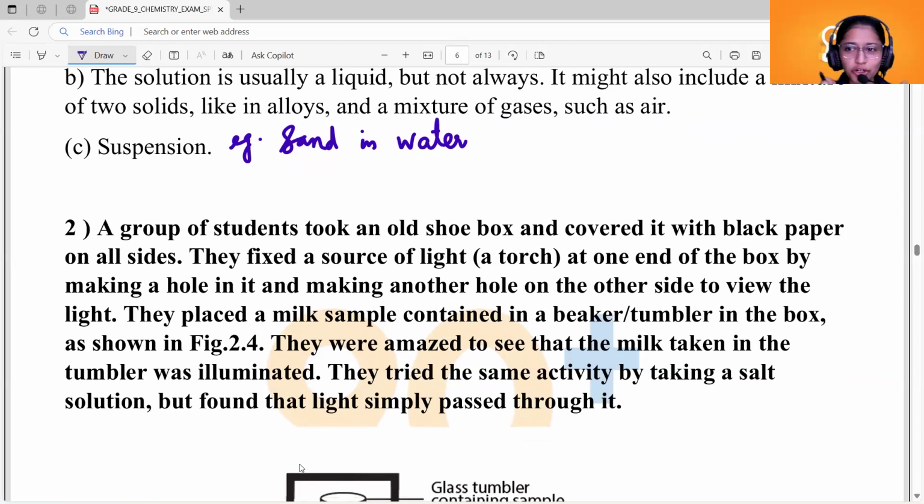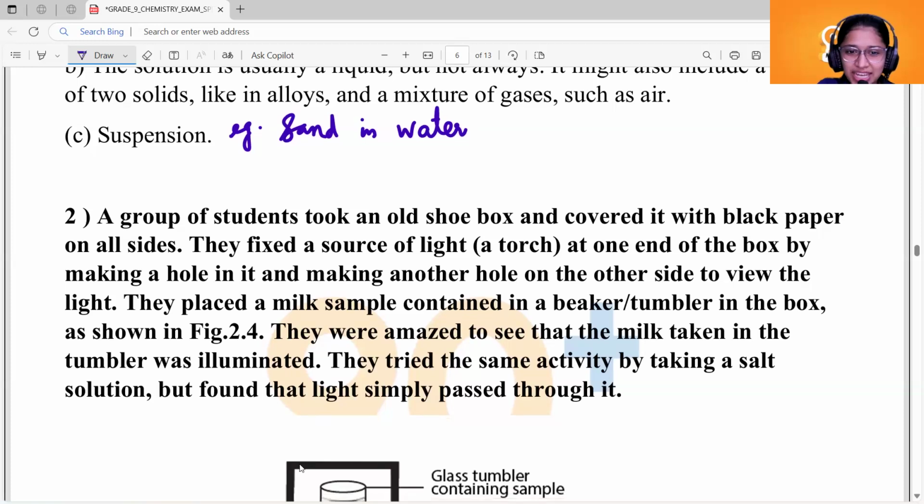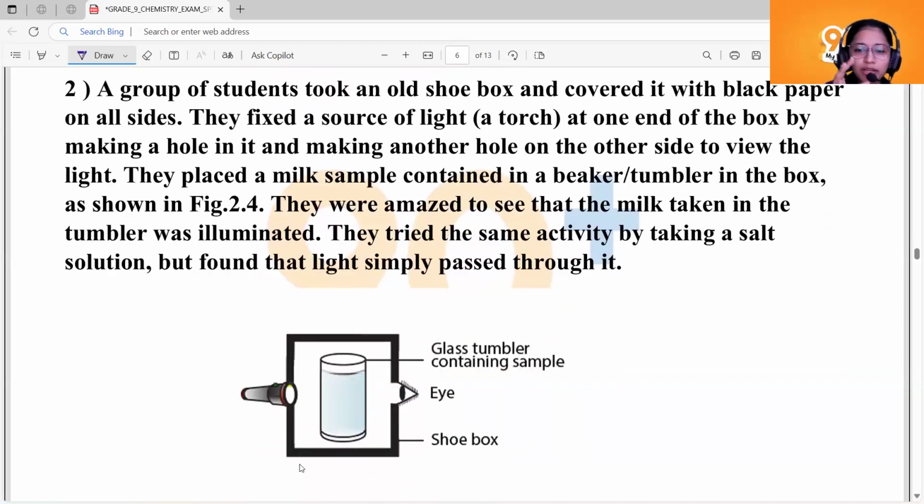By now, you might be aware of what we are discussing in the question, right? So this is a model. There's a tumbler containing the sample. They're looking through one side and passing torchlight to the other side. They've kept it in a confined black-colored shoebox to see the results visibly. Now, when they kept milk inside, what happened? The milk got illuminated and not much light passed outside. But when they placed the salt solution, what happened? The light passed outside comfortably. So what phenomenon are we talking about?